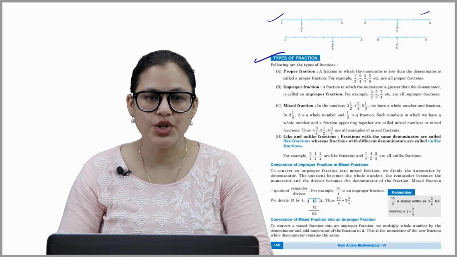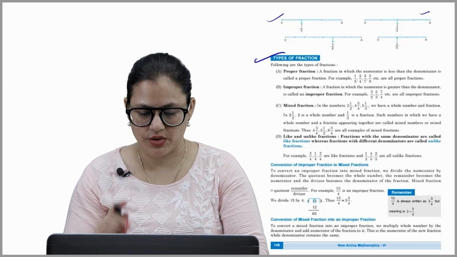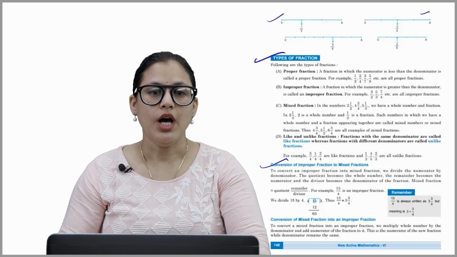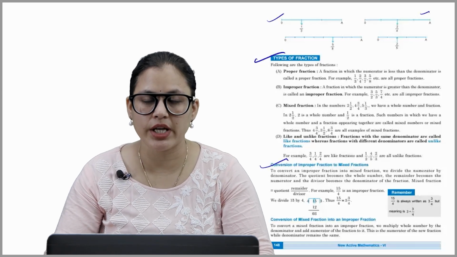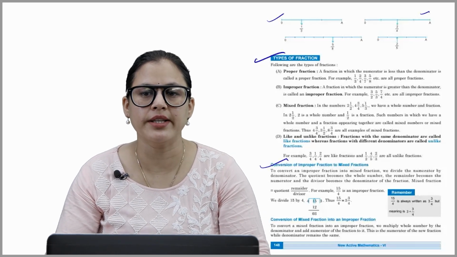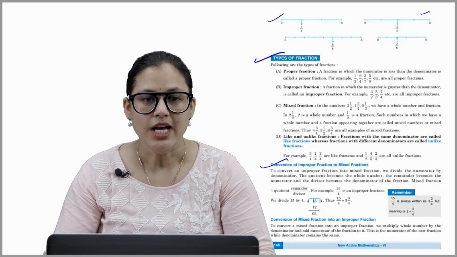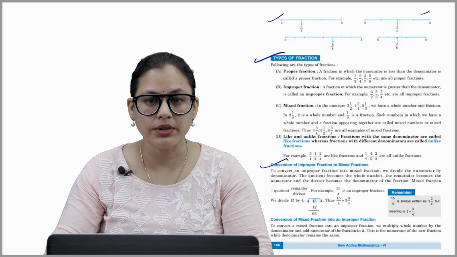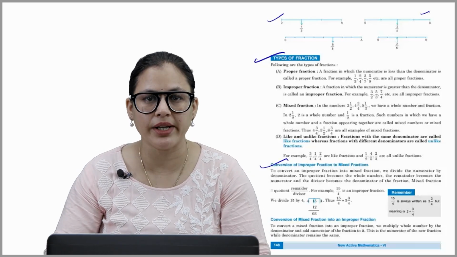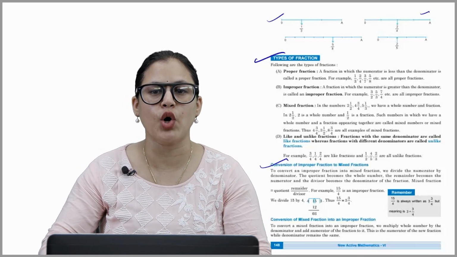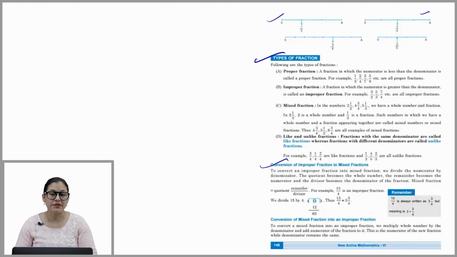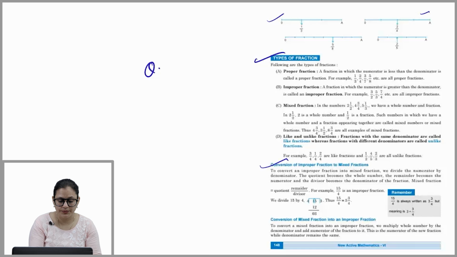Okay. Now, conversion of improper fraction to mixed fraction. To convert an improper fraction into a mixed fraction, we divide the numerator by the denominator. The quotient becomes the whole number, the remainder becomes the numerator, and the divisor becomes the denominator of the fraction. The mixed fraction is the quotient, then a dividing line or a bar, remainder upon divisor.